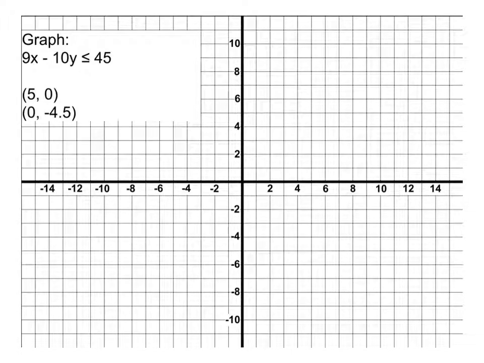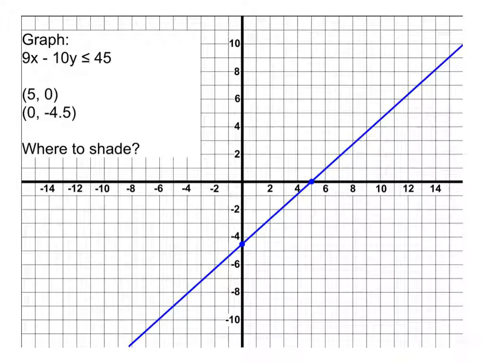Will my line be solid or dashed? Solid, absolutely, because this is a less than or equal to. And so you plot the two points, then draw the line. But now we have to look at shading, and the shading is not quite as straightforward with standard form. Nothing is quite as straightforward as it used to be once we hit standard form.